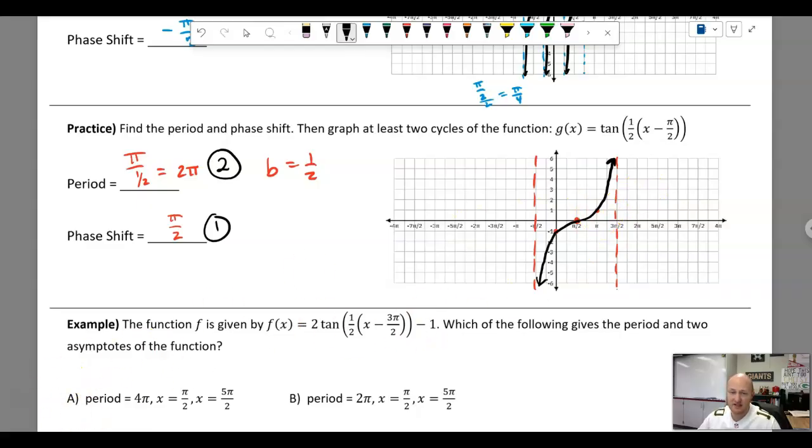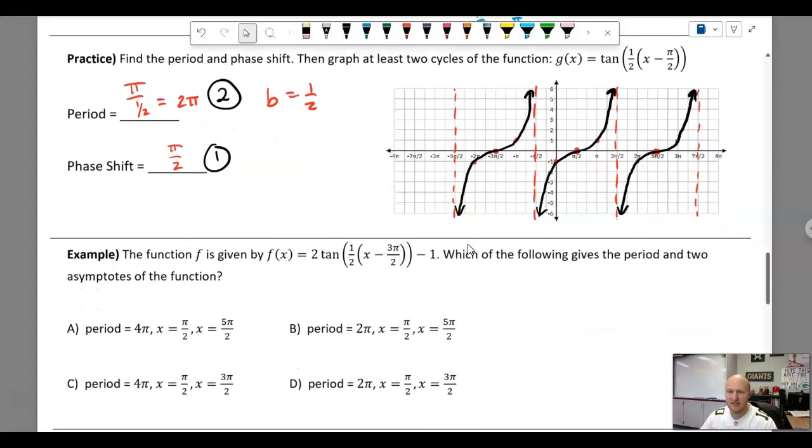Let's go ahead and add a second cycle. Okay, and here you go. There are a couple more cycles of how this graph looks. Important to note, asymptotes are going to be at negative pi halves plus 2 pi k, or 3 pi halves plus 2 pi k. So they'll repeat with the period, with more asymptotes.